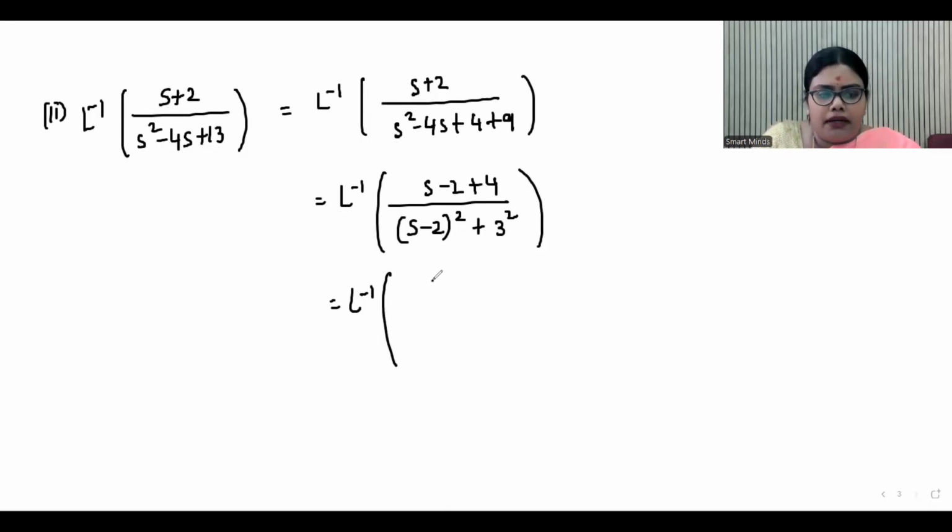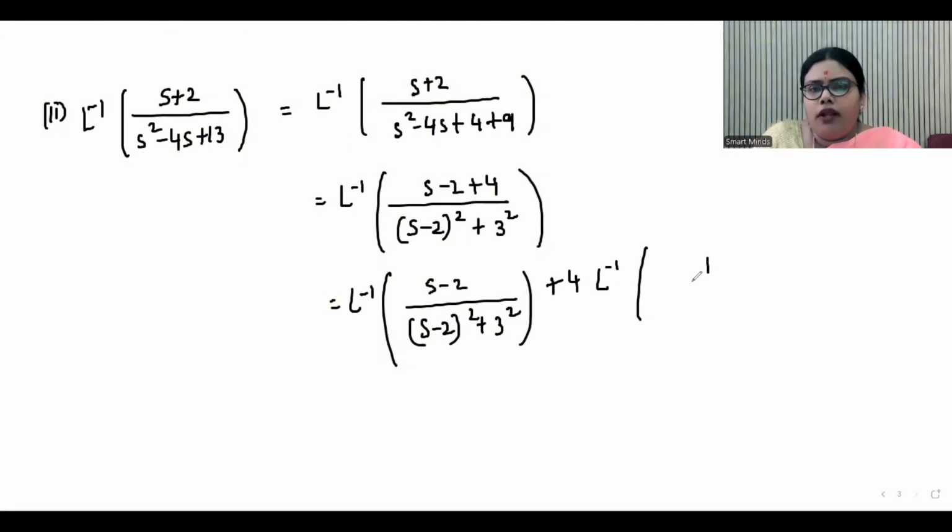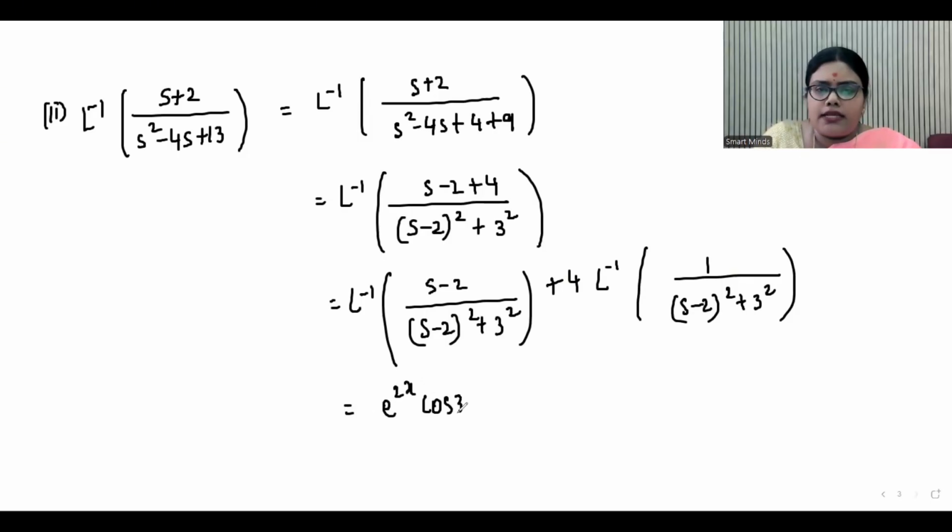Now we can separate it. (s minus 2) by (s minus 2)^2 plus 3^2, plus 4 into L inverse of 1 by (s minus 2)^2 plus 3^2. Now this is the formula for e^(2x) cos 3x, and the formula for L inverse of this is 1 by 3. So this will become 4 by 3 e^(2x) sin 3x. This is the final answer for the second bit.